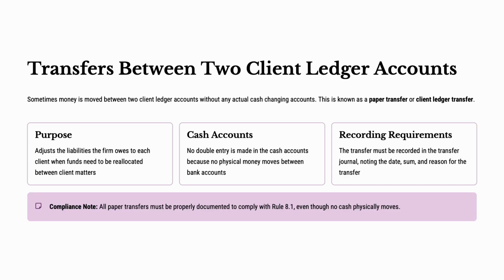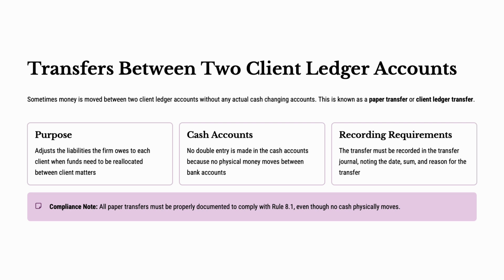Okay, transfers between two client ledgers. That's what happens at some points, when we need to transfer between clients. Not all transfers involve cash. Sometimes a solicitor moves money from one client ledger to another. This is a paper transfer and is all about adjusting liabilities rather than moving cash. It must be recorded in the transfer journal with the date, sum, and the reason.